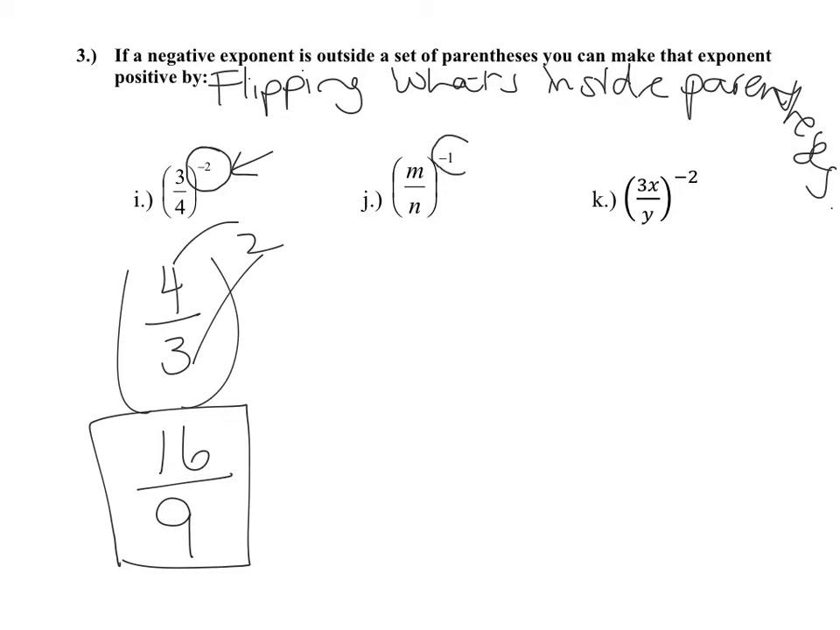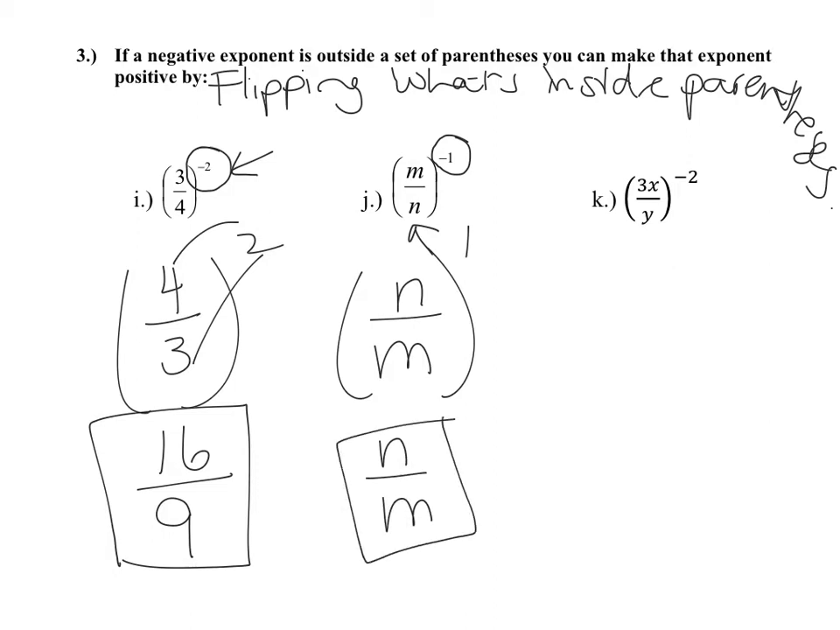Okay, so this negative exponent right here becomes positive when I flip what's on the inside of the parentheses. So I'm going to flip n over m. The whole thing then becomes the positive first power, and n over m to the first power is just n over m. So you're flipping the inside.